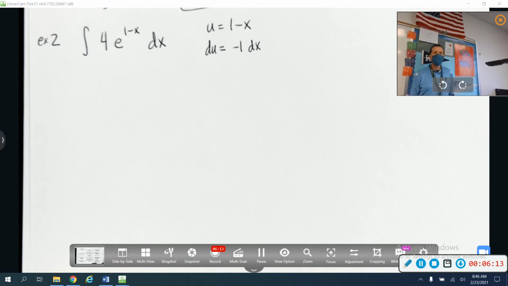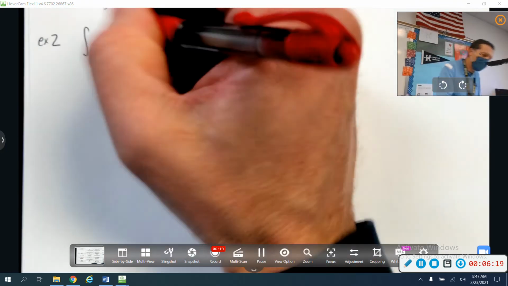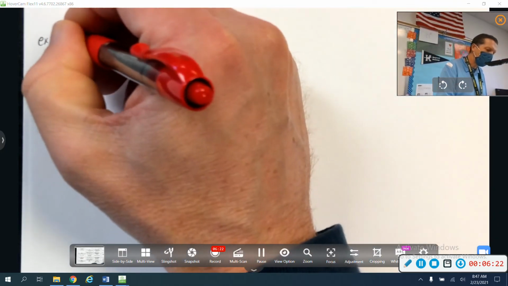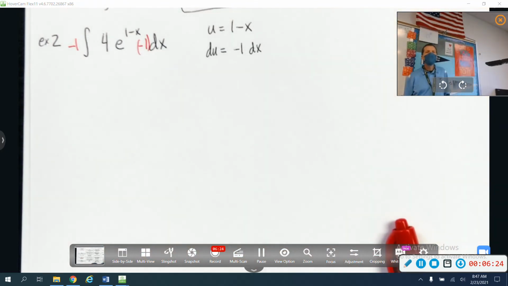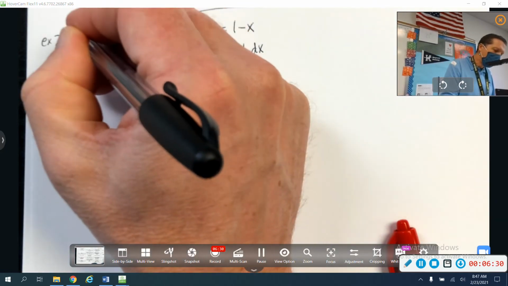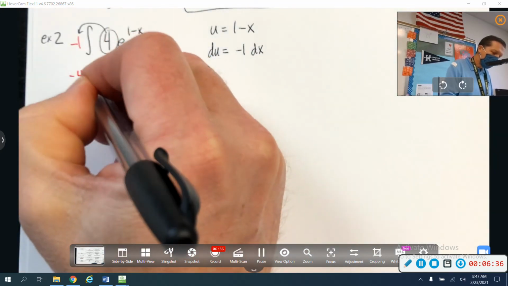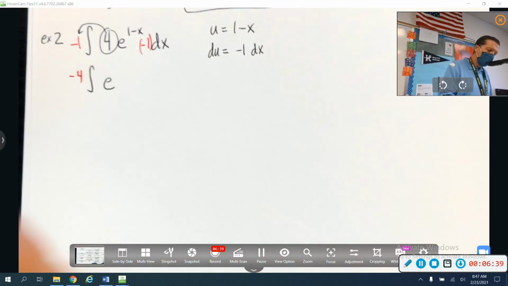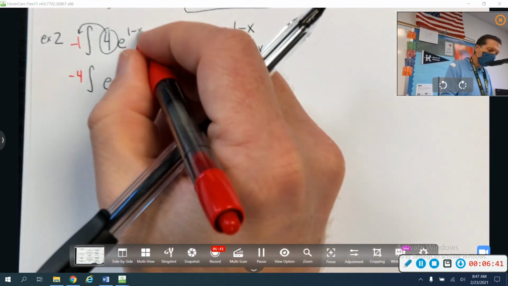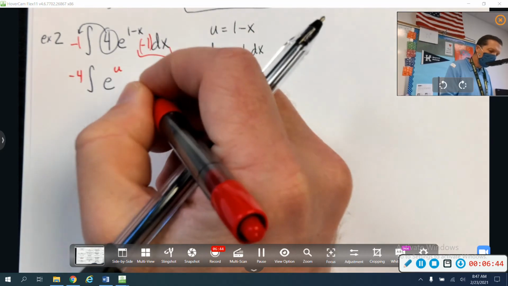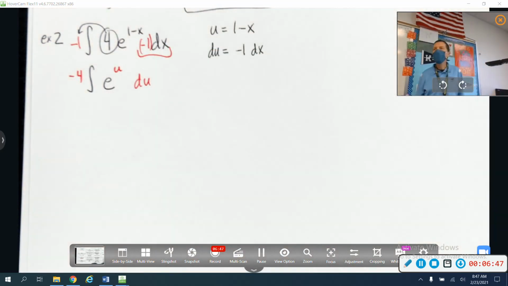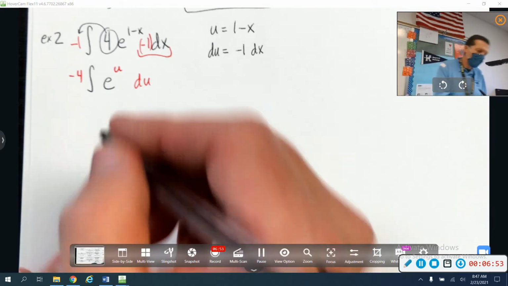So how do you want to handle this one? What do we do with the 4 is the main problem I'm looking at. The negative's easy. I can put a negative 1 in there and a negative 1 out front. Yeah, just take the 4 out. It's kind of in the way. So I'm just going to move the 4 out front. So now I have negative 4 out front, integral, or antiderivative, of e to the u du. In some ways, all these problems are the same. They're all antiderivative of e to the u du, which is just e to the u.